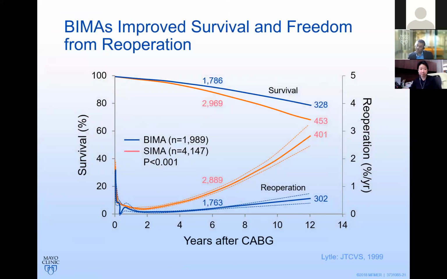Now, once it was established that the left internal mammary artery is superior, other investigators thought, what if we add the right internal mammary artery to the usage too, and see what the results are? This was published by Bruce Lytle from Cleveland Clinic, and they found that survival was again improved when we used both internal mammary arteries instead of just one. And there was a reduced risk of any future operation when we used both internal mammary arteries compared to just a single internal mammary artery.